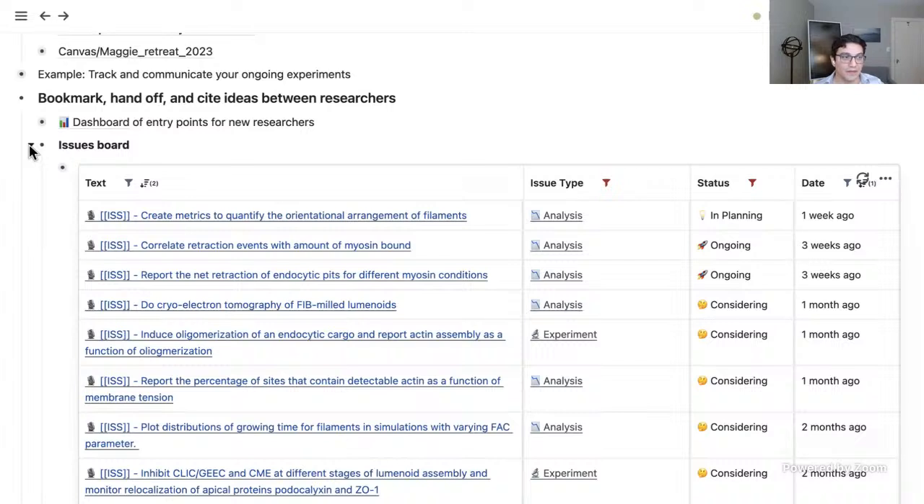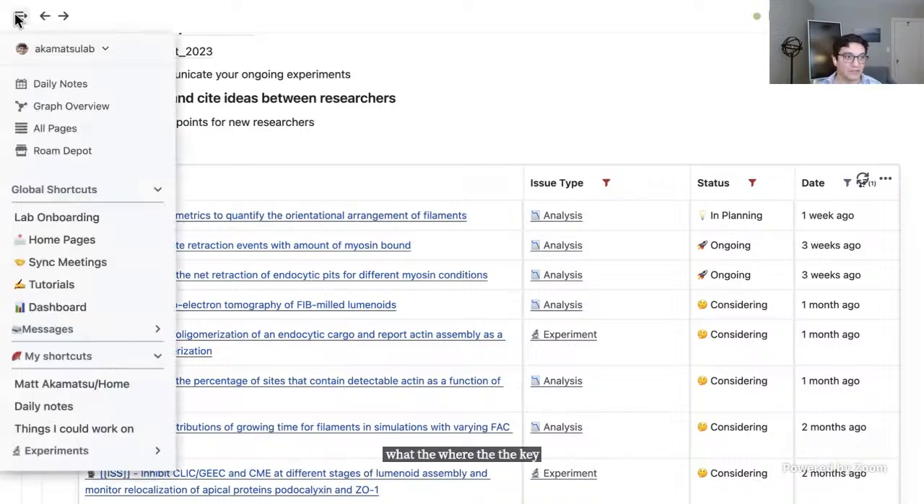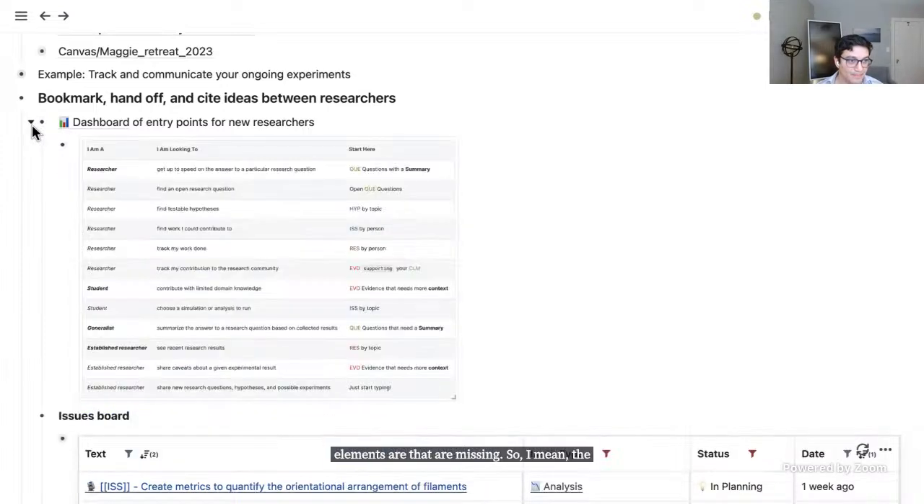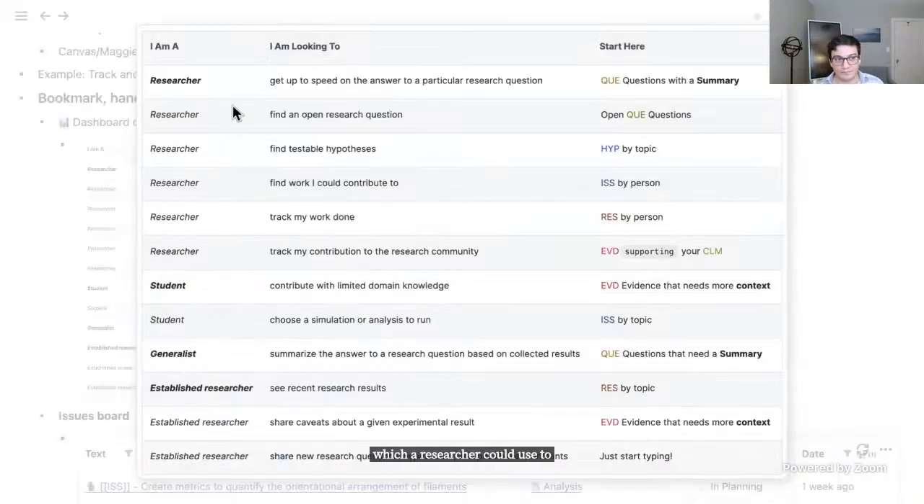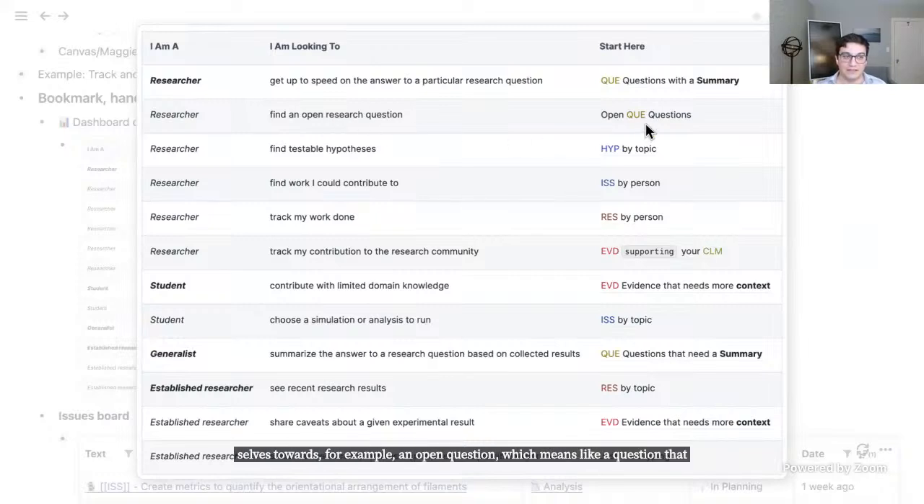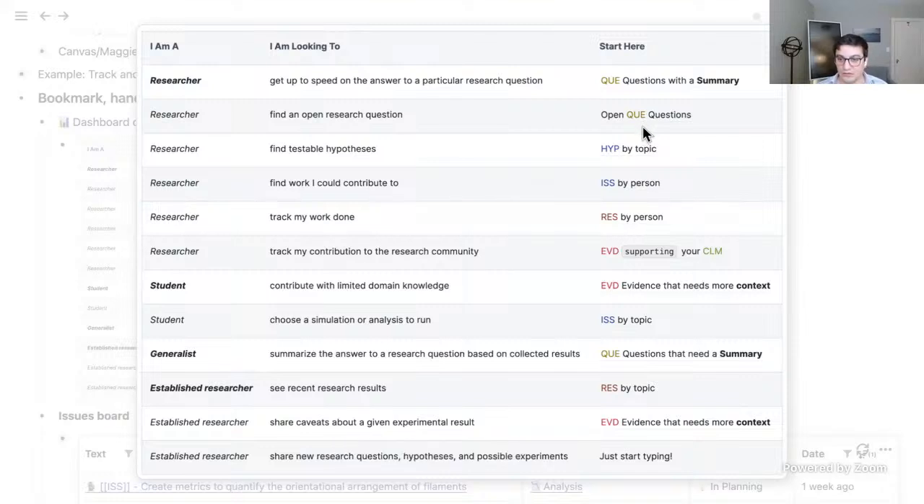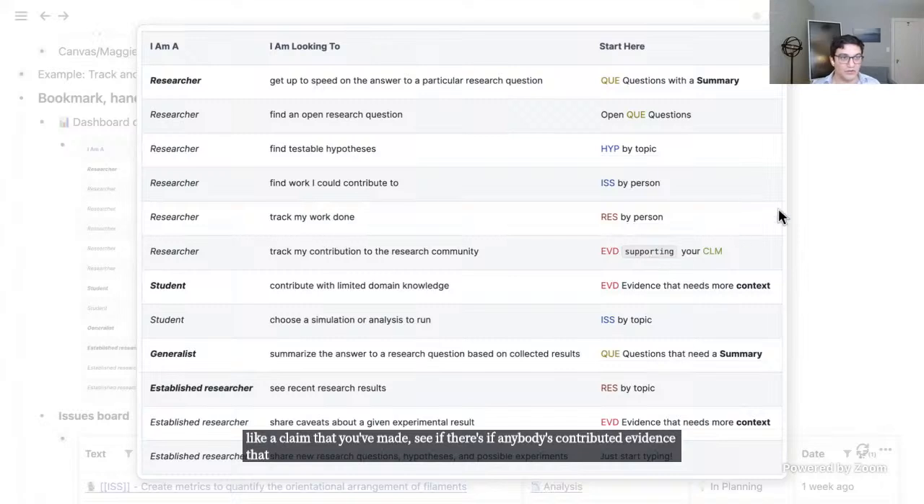Okay, thanks. But as the graph grows, it'd be really fun as a way to highlight where the key elements are that are missing. So the closest that we have is this dashboard, which a researcher could use to point themselves towards, for example, an open question, which means a question that doesn't have a summary or an answer yet, or looking at a claim that you've made, to see if anybody has contributed evidence that doesn't actually support your claim, for example.